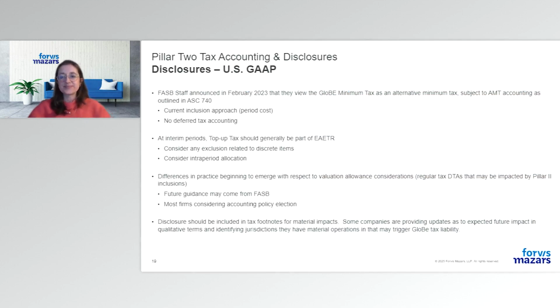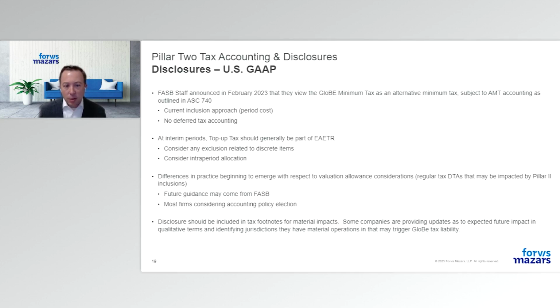Yeah, thanks, Elizabeth. So for US GAAP, the FASB has announced guidance on this. According to the FASB announcement in February 2023, they view the GloBE minimum tax as an alternative minimum tax subject to accounting as outlined in ASC 740. So there's a current inclusion approach. There's no deferred tax accounting relating to this. There is a consideration for discrete items and intra-period allocation if there is an adjustment from a prior period.